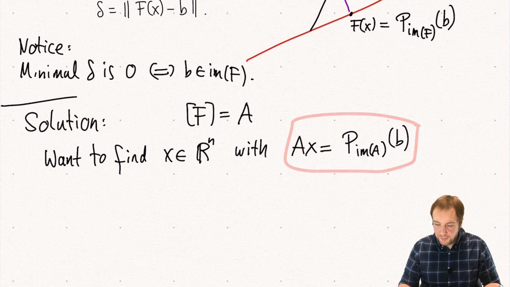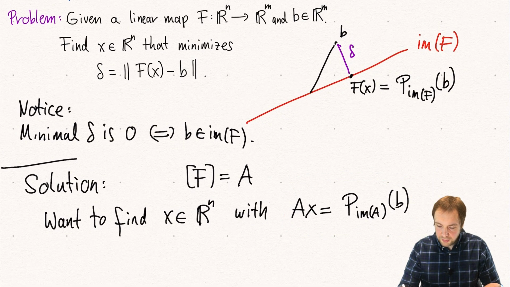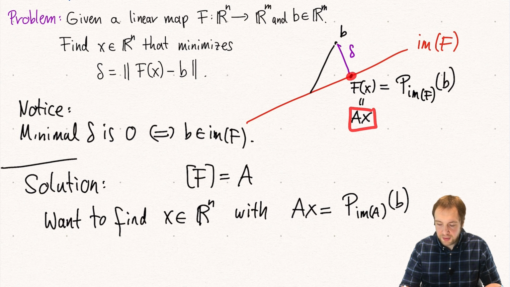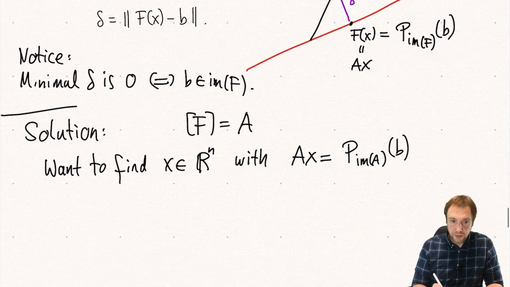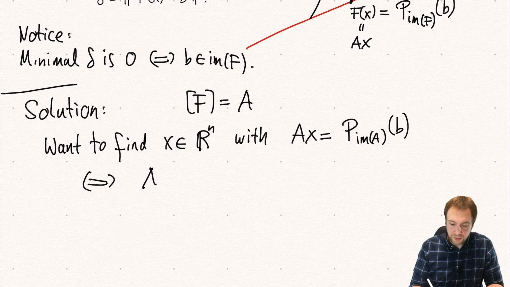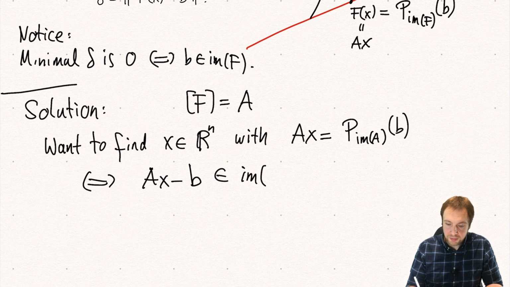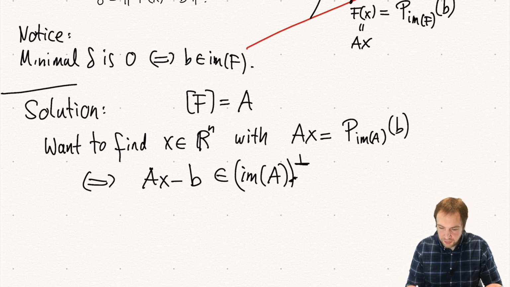So what does this mean? So this is now Ax, and we want to find an x such that this here holds. So in particular, if we have such an x and we get this point here, the difference of this point to this point here, meaning this part here, will be in the orthogonal complement of the image. So in other words, this is equivalent to saying that the difference Ax minus b is in the orthogonal complement of the image of A.